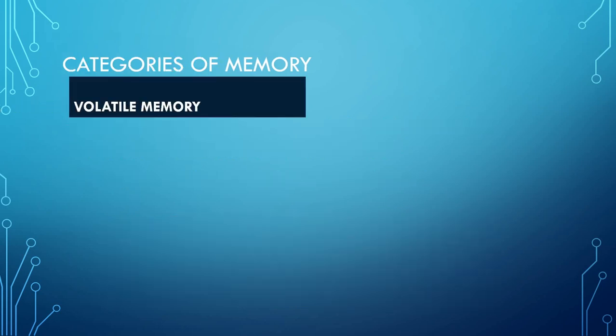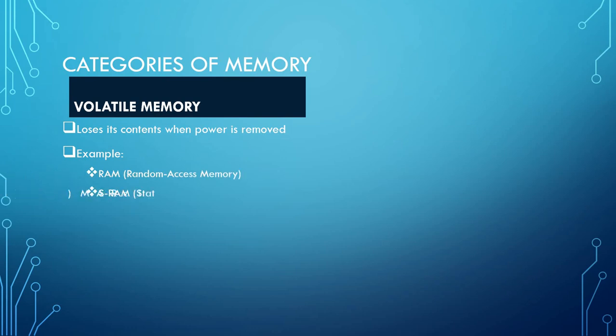Categories of memory. Volatile memory loses its contents when power is removed. Example: RAM, random access memory. SRAM, static RAM. DRAM, dynamic RAM.